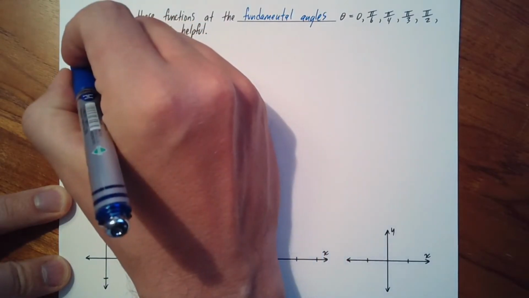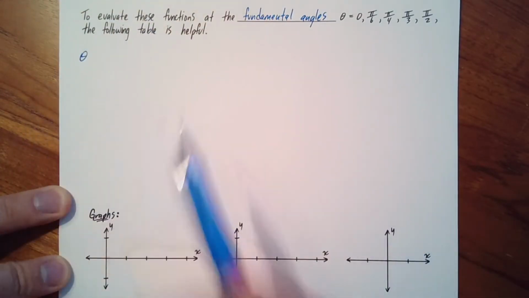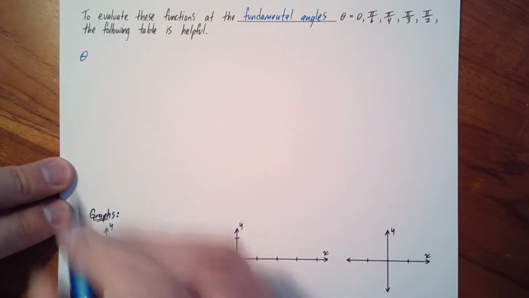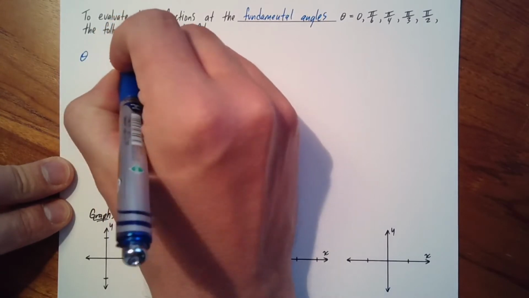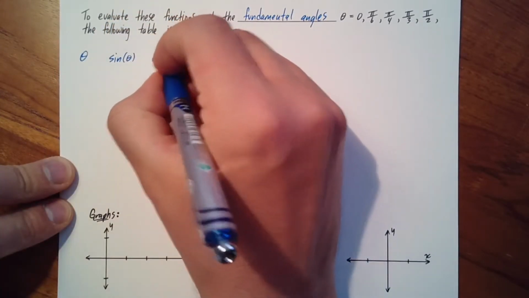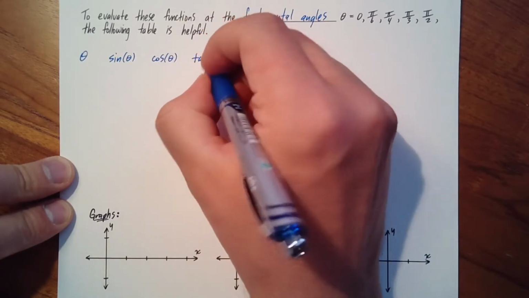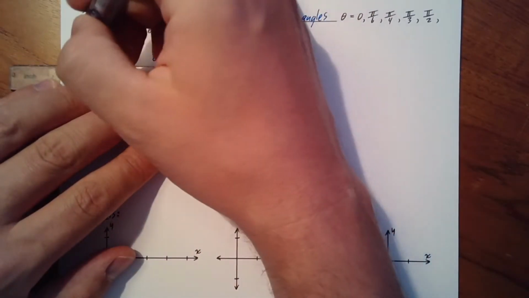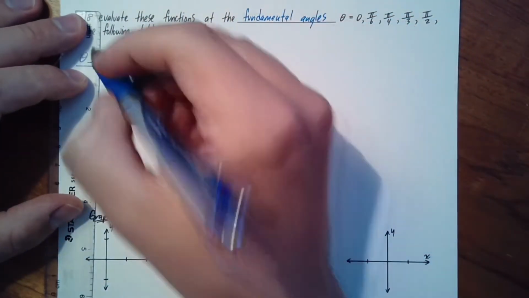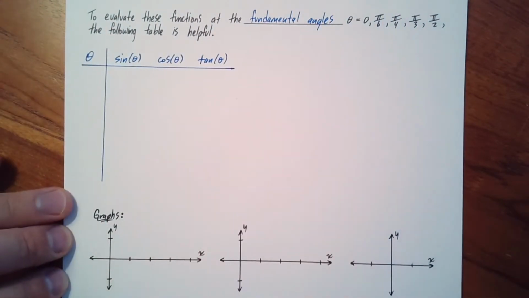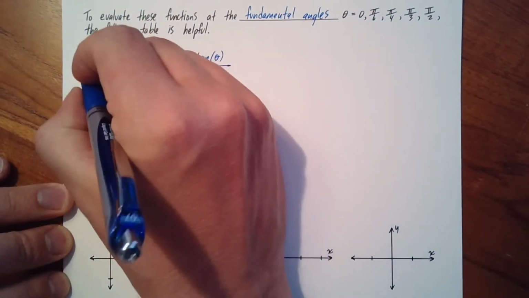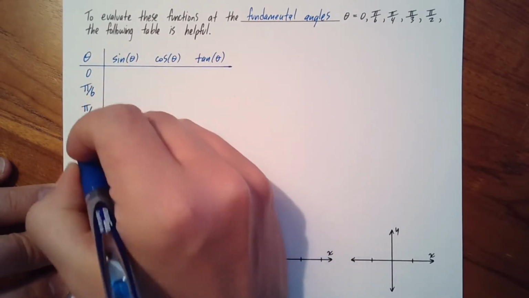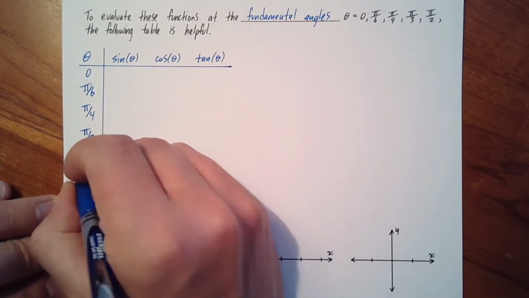So the way you would set up this table, which is what I call the table method because it follows a table, is you set it up the following way. You're going to make 4 columns, one for theta, one for sine of theta, one for cos of theta, and one for tan of theta. Okay, so we're going to make a table here. And in the first column, underneath theta, you're going to include all the fundamental angles in this list. So from smallest to largest, you've got 0, pi over 6, pi over 4, pi over 3, and pi over 2.